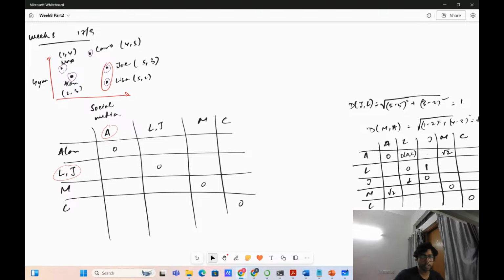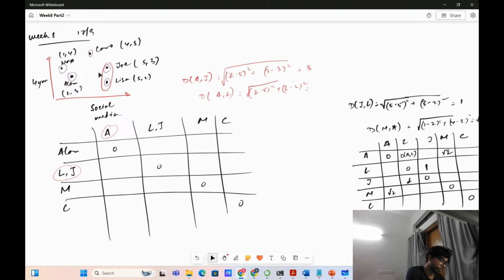Again, as I was saying, for single link we'll see the distance between Alan and Joe. The distance between Alan and Joe is basically the square root of 2 minus 5 whole square plus 3 minus 3 whole square. So this will be 3. The distance between Alan and Lisa will be 2 minus 5 whole square plus 3 minus 2 whole square.